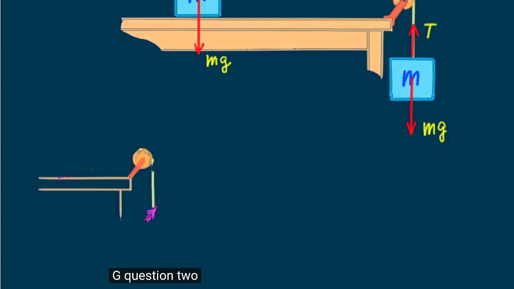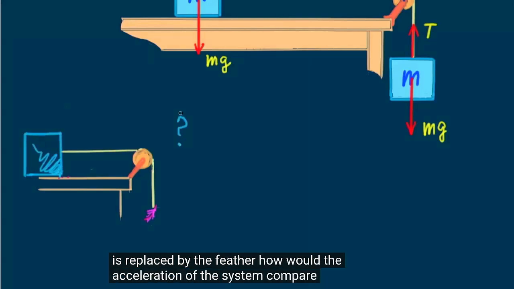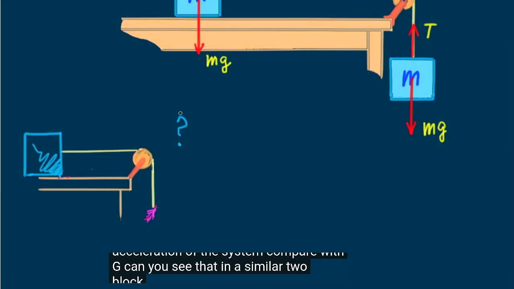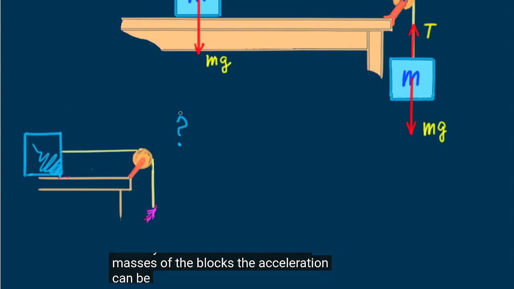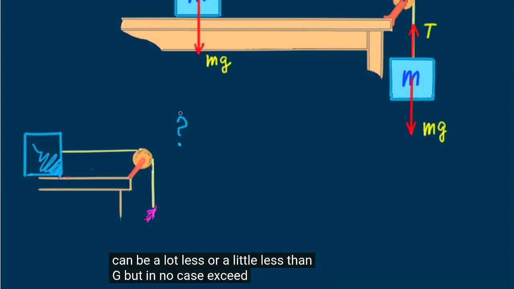Question 2. Suppose the falling block is replaced by the feather. How would the acceleration of the system compare with g? Can you see that in a similar two-block system, whatever the relative masses of the blocks, the acceleration can be a lot less or a little less than g, but in no case exceed g?